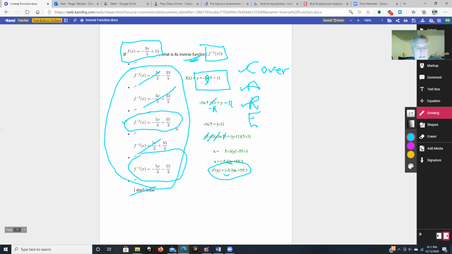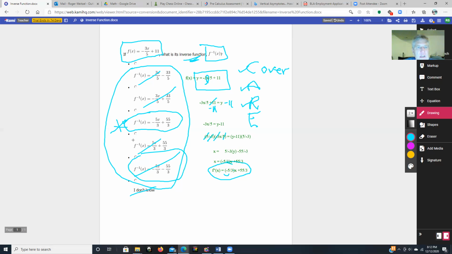Now we're going to look at the second term. And again, the sign is going to be crucial. We're looking for a plus. This one has a plus, this one has a minus, so that one is gone. So this one is our answer. Just as easy as that, we figured out the inverse function.